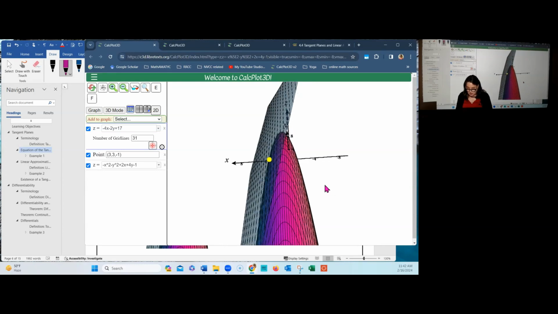As long as I am close to this yellow point, we'll see later in this lecture that we're able to approximate values on the surface, on the paraboloid, with values that are on the tangent plane instead.